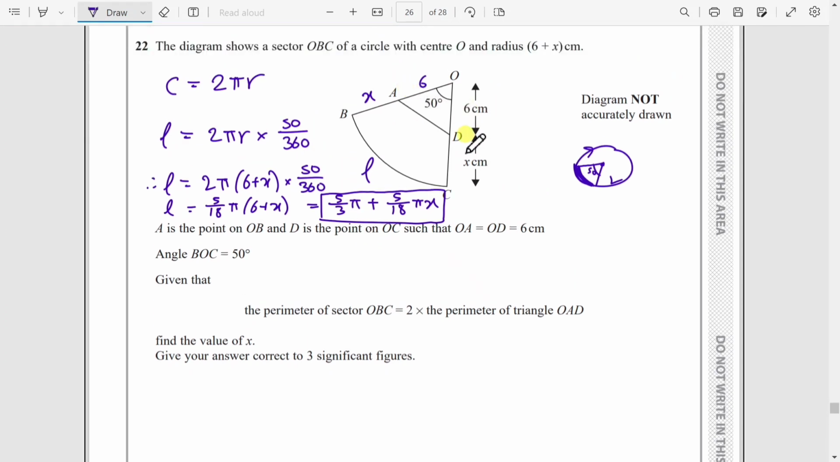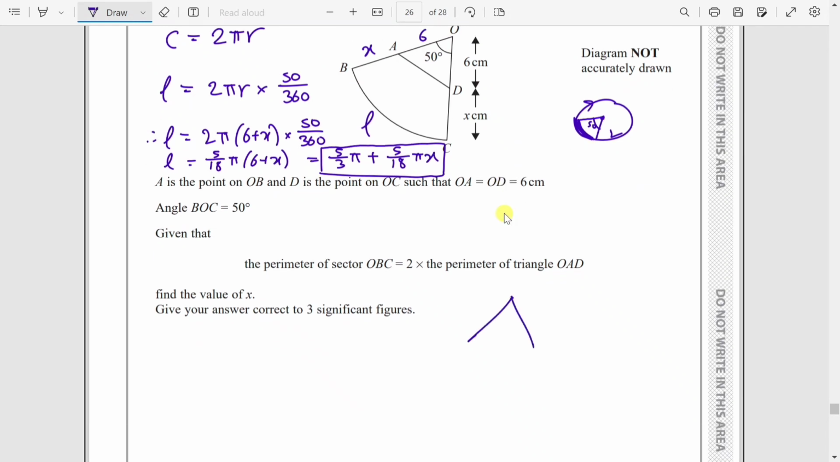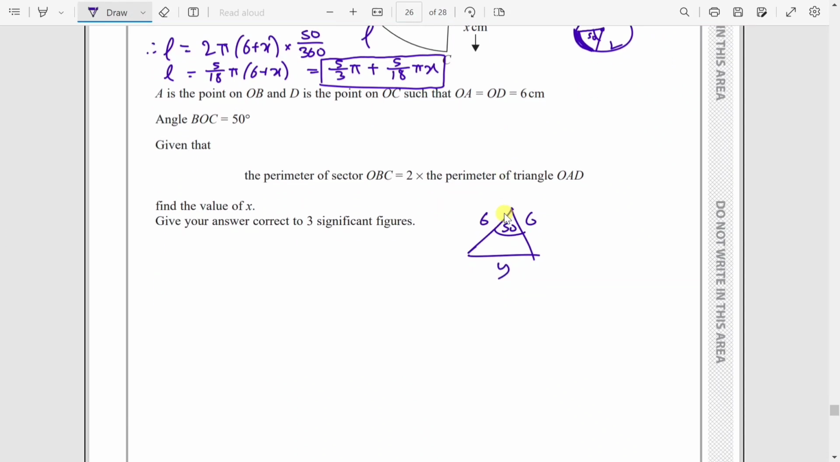Now we want AD. So you've got a triangle. Let's redraw it: you've got 6 here, 6 there, and 50 degrees, and they want this length here. Let's call this length, which they're not using, y. Now, when you see a shape like that, always use the cosine rule. The cosine rule is a squared equals b squared plus c squared minus 2bc cos A.